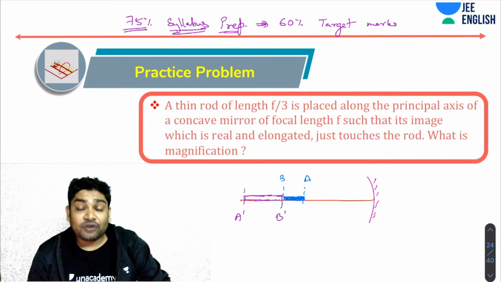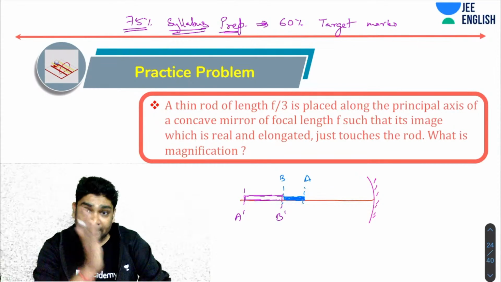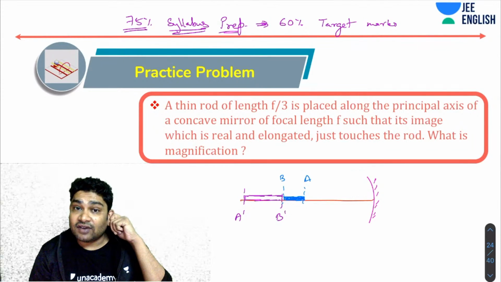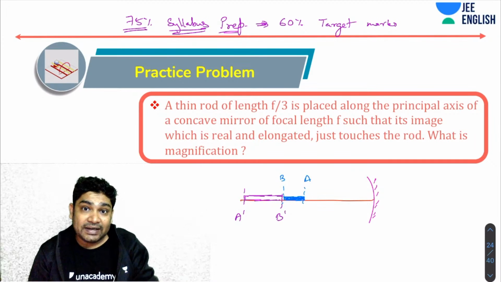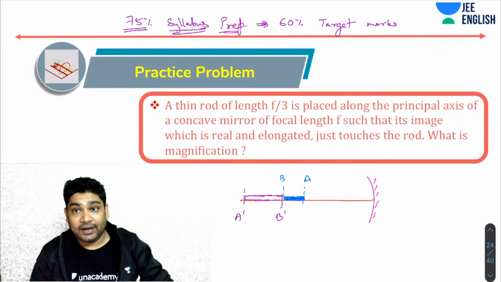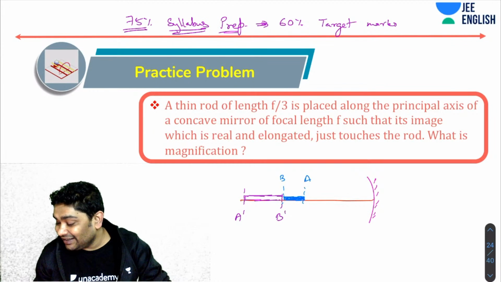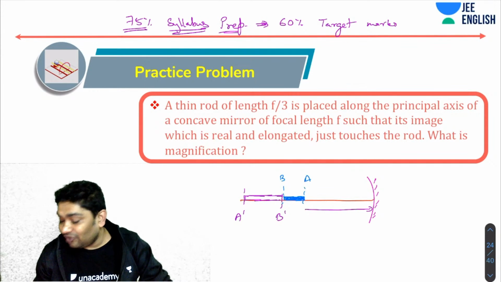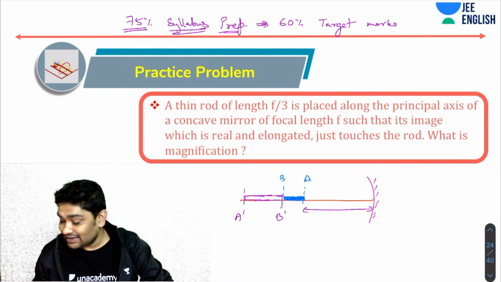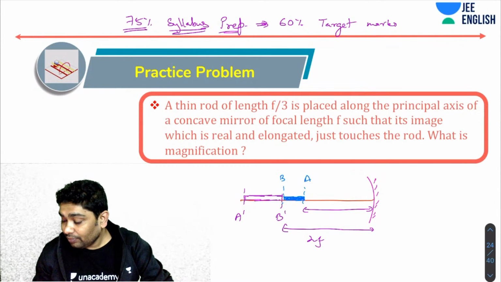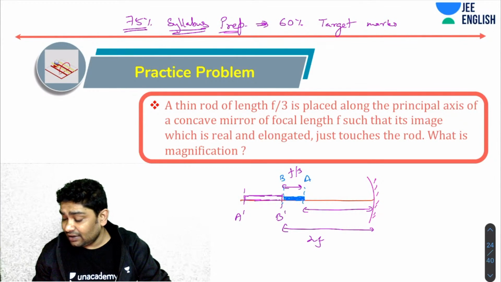Okay. So from the given information, what we realize is that end B of the rod must be at the center of curvature. That is why the image B dash is being formed right there. Now that I know that, I know the distance of object A. Since this entire thing would be 2f, and this is f by 3, this I know would be 2f minus f by 3, right?